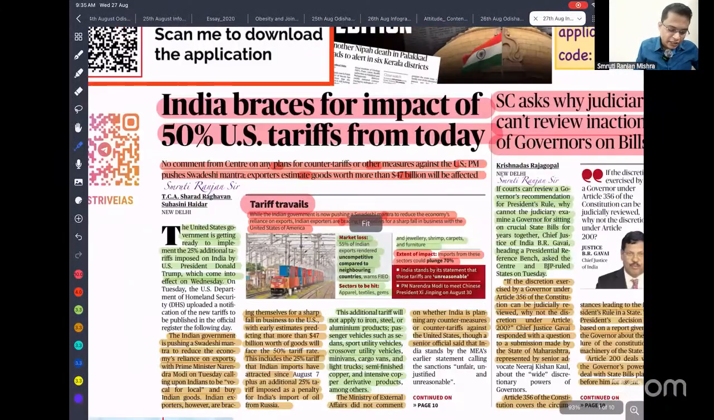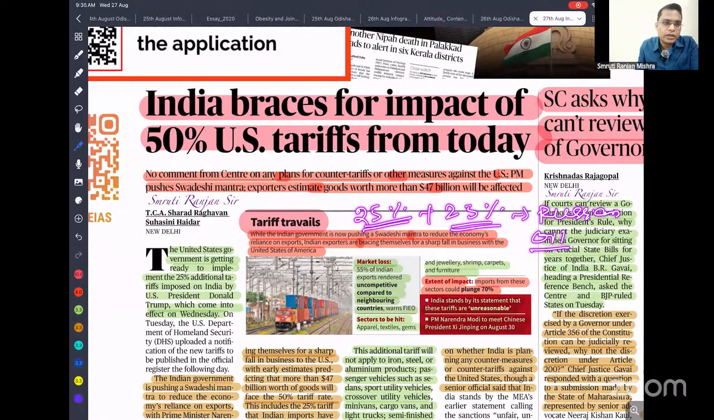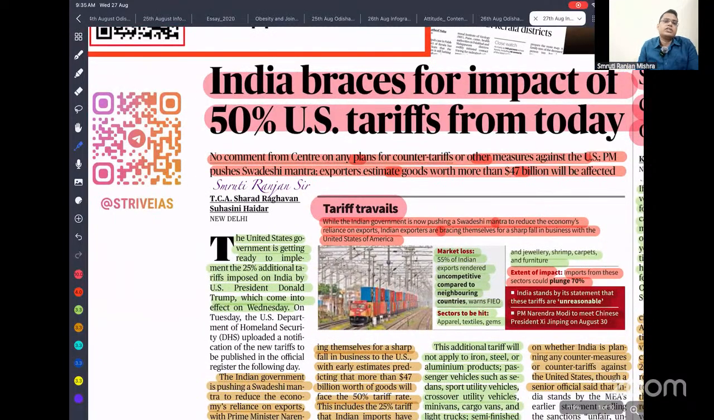So first one is India braces for impact of 50% tariff from today. I think you all know that under Donald Trump, the USA imposed a 50% tariff on India. That 50% includes a penalty for buying Russian oil. That is what the USA is saying. And if you look into it, we are going to face a severe threat, and our exports might be impacted.